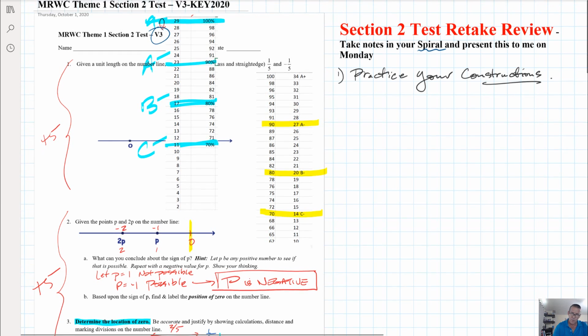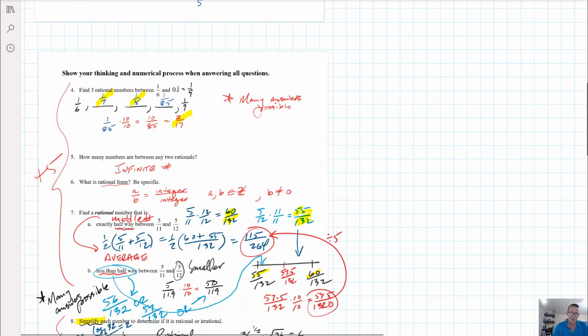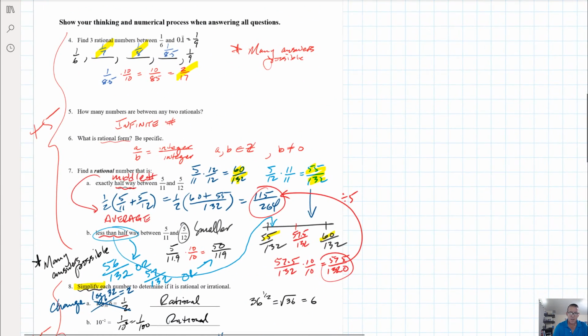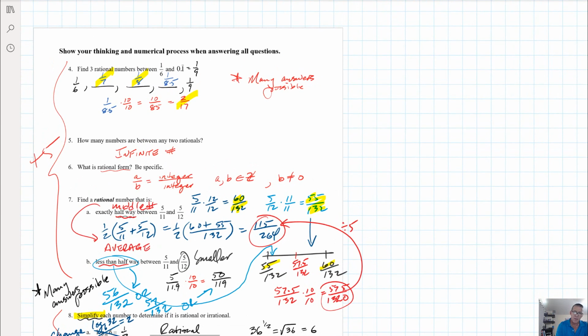We're going to start on the second page with the fractional techniques. First thing I asked you to do is find 3 rational numbers between 2 fractions, between 1/6 and 0.1 repeating. The fractions vary among the test versions. One version had 1/6 and 0.1 repeating, another one had 1/7, whatever. It doesn't really matter, but the idea is the same. So remember rational form.